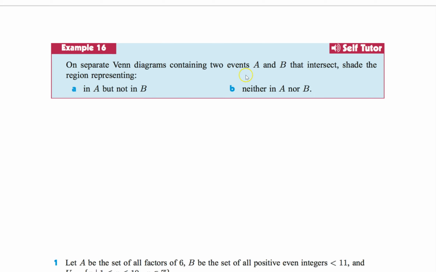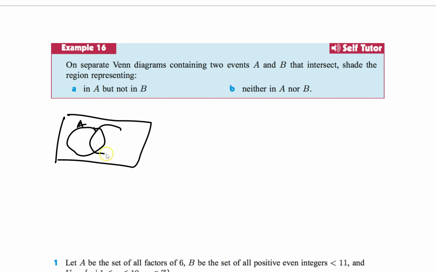Separate Venn diagrams containing two events A and B that intersect. Shade the, so basically, just want to shade this thing. So let's draw and let's shade. I can talk. I'm good. So that's my square. Better than my lines sometimes. Here is A. That's a terrible circle, but whatever. And then here is B.